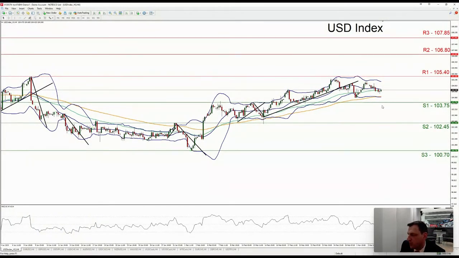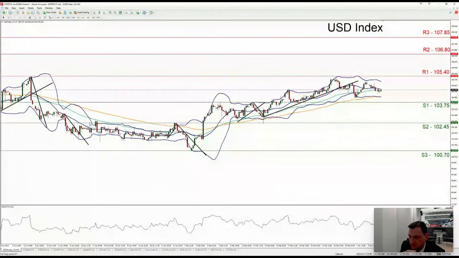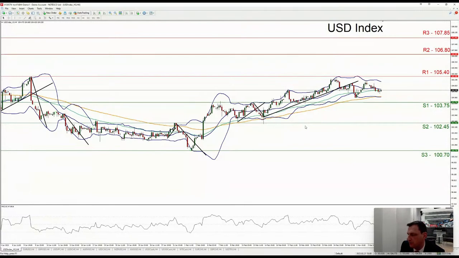And should the 103.75 be broken, then we may see the index starting to aim for the 102.45, which provided support here, aimed for here, resistance here, tested here. So it's a pretty valid level as well.